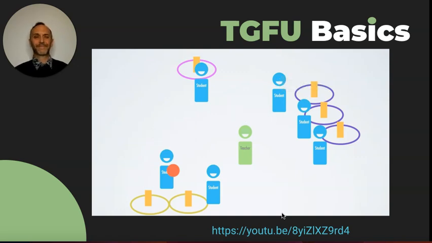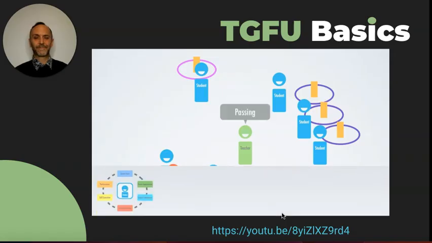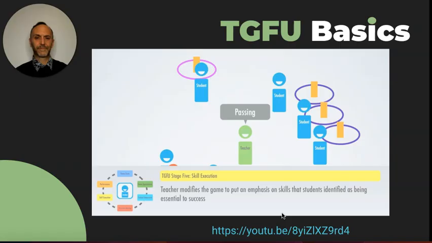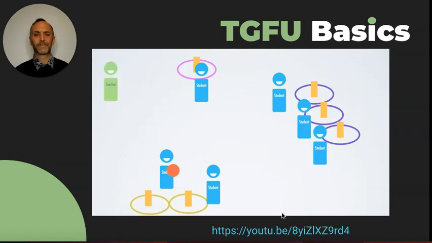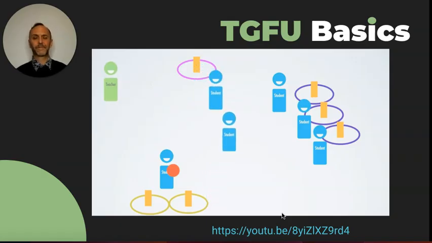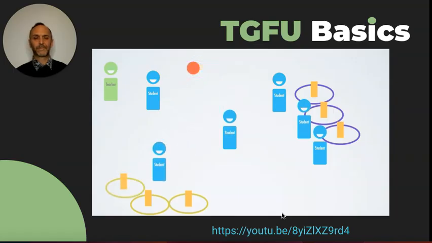In this stage, the teacher will bring modifications to the game that will put emphasis on certain skills that the students have identified as being essential to success in the activity. In this example, if the teacher wanted the students to be working on passing, they could remove the permission to take steps with the ball and make the game passing only. Now students have no choice but to make passes with their teammates to get closer to other bases, knock down pins, and gain new members on their team.